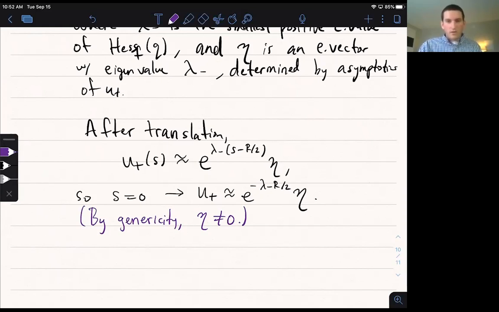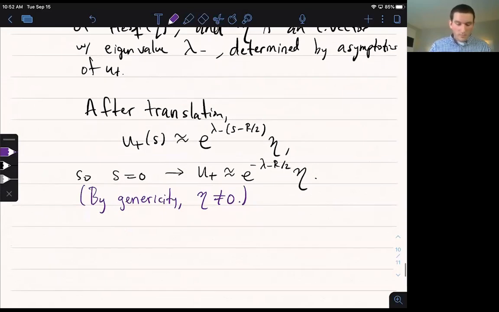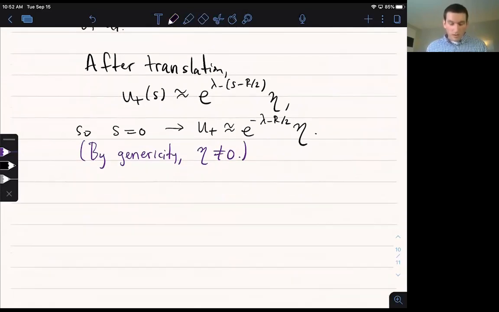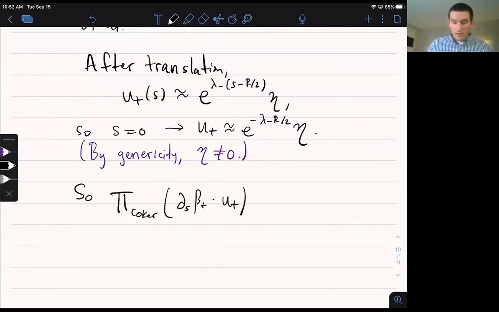Okay, so another statement that might make some of us angry is that this projection, up to rescaling eta, is approximately e to the negative lambda minus times r over 2 times eta. So this derivative just vanished. My understanding of that, since this was what was in the notes, is that this is a positive number, so we can just rescale it into eta.